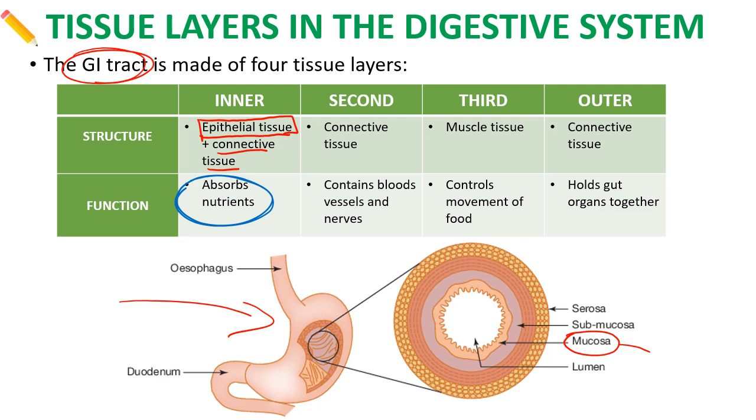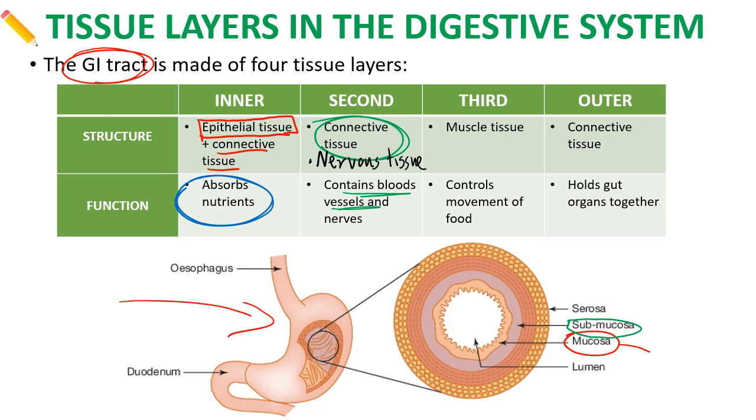The second layer, if we go out again, which is called the submucosa, it's just made up of connective tissue. It also contains blood vessels and nerves. So that means there is nervous tissue built in there as well. Every organ needs a blood supply, and every organ needs some nerves that can actually control it. So that's that second layer.